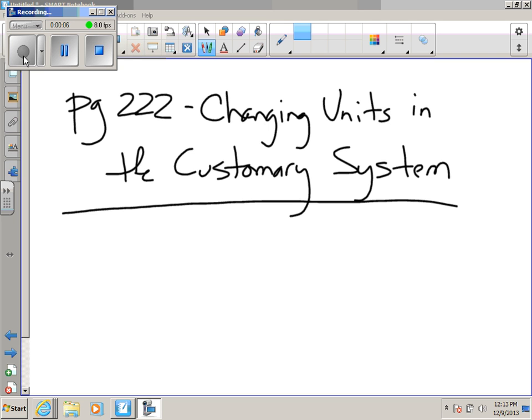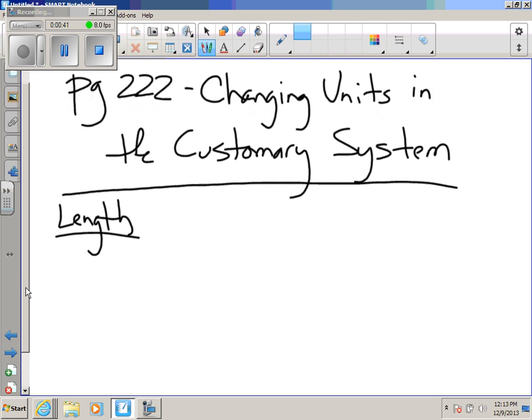222, changing units in the customary system. No, that's not the customary system. The customary system is what we use. Customary system would be like inches, feet, yards, miles, fluid ounces, cups, gallons, pounds, tons, yep.